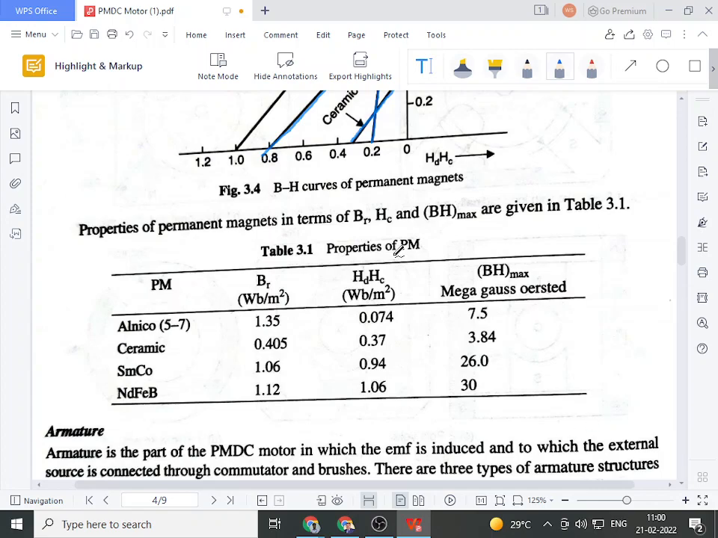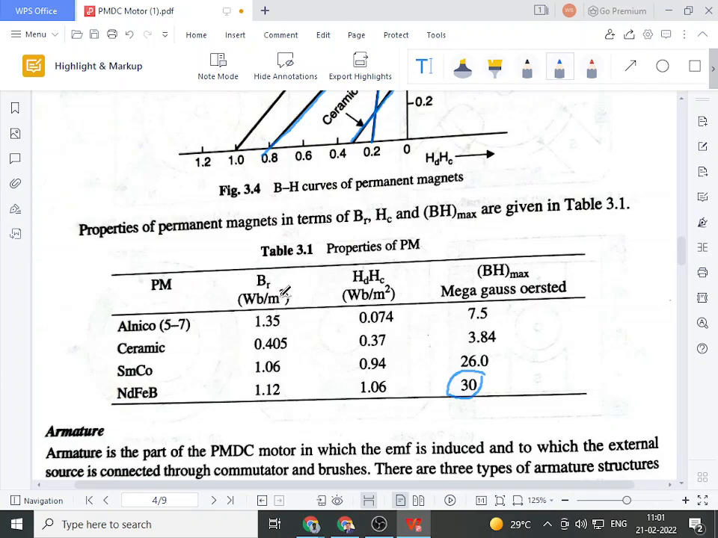Now I will share this PDF on Google Classroom, so you can see the various properties of permanent magnets. That part is not covered here, but for extra knowledge you can refer to this particular table. Alnico grades 5 to 7 have different values of Br, HcB and BH max. BH max is the product of B and H. For NdFeB, this B and H product is highest as compared to the remaining three types of permanent magnets. So you can refer to these properties of permanent magnets.